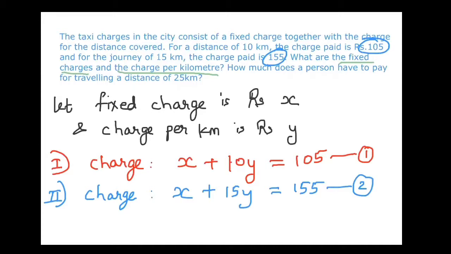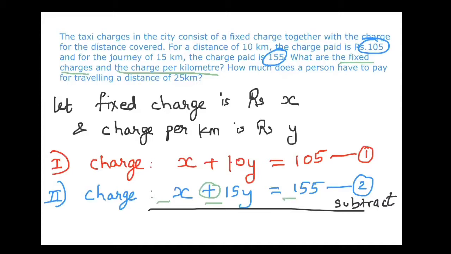Now which method to choose? Just check here, the coefficients of X are the same. If coefficients are the same, without doing anything, you can directly go for the elimination method. So we will directly use the elimination method over here, and both are plus 1. So we need to subtract this equation. And when we subtract, we have to change the sign of the second equation. This plus will become minus, and here also minus.